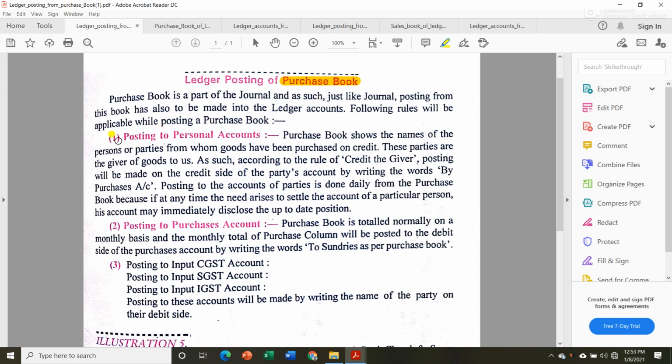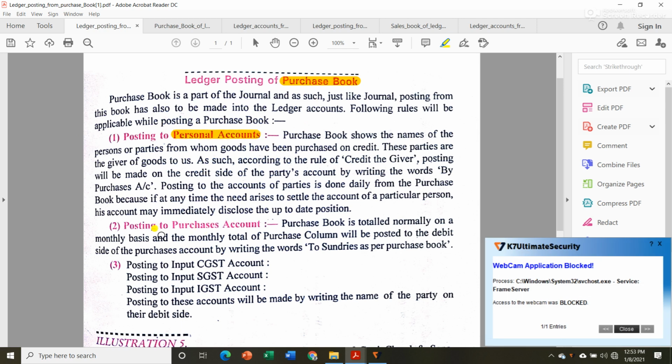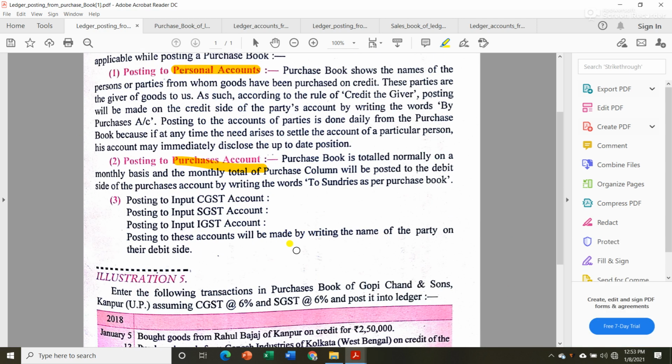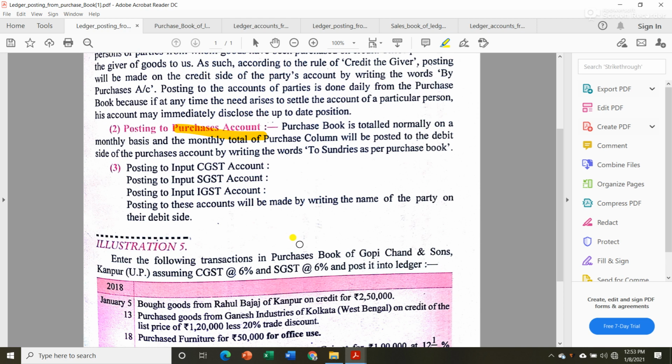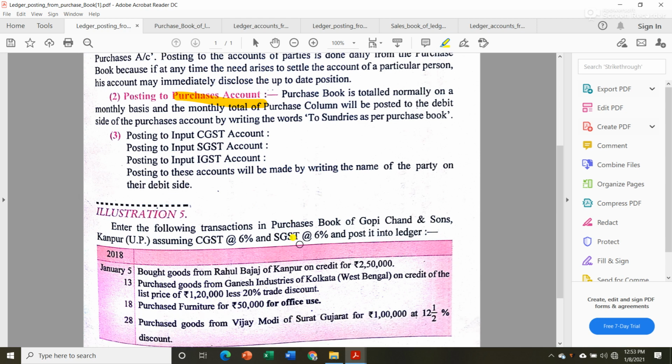Now you can go through the definition part, the theory part, how to post personal accounts and how to post from purchases account. You can either read these things or we can simply go to the question and see what are the shortcuts or tricks to remember how to post from purchase book.